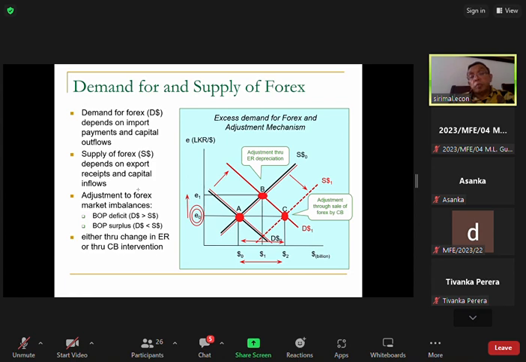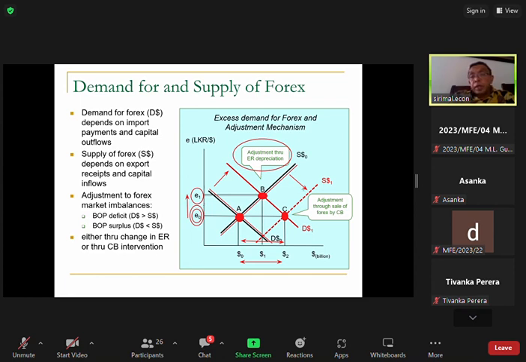That demand has to be met, covered by an increase in foreign exchange supply by the central bank, which means the central bank has to withdraw from its stock of foreign reserves and release them to the commercial banks. So if it is the market adjustment mechanism, point B is market adjustment, and that adjustment will take place with exchange rate depreciation.